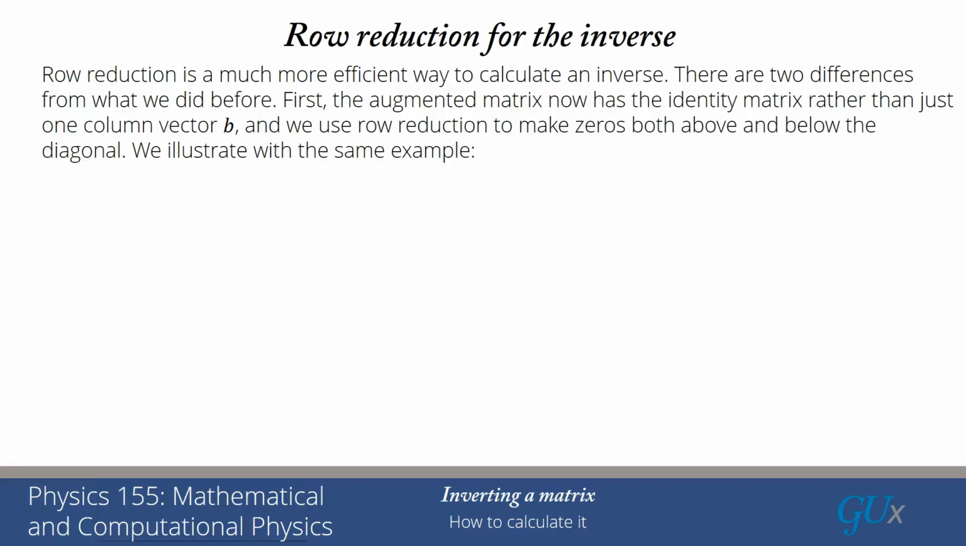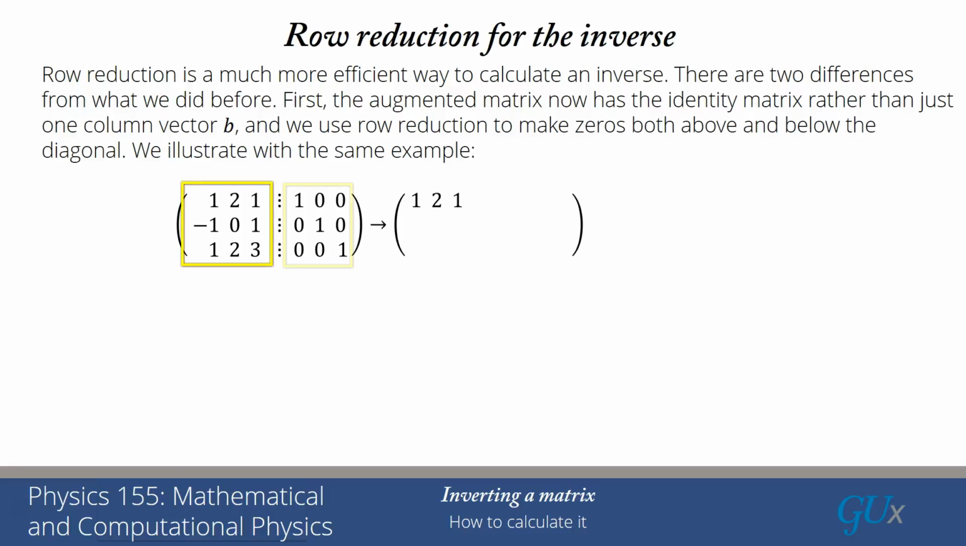And then the second thing we're going to do is we're actually going to make zeros both above and below the diagonal, and we're also going to renormalize the diagonal so that the diagonal is 1 for the matrix on the left after we've done all the row reduction. And this will be clear after we go through an example. So let's start by writing our augmented matrix.